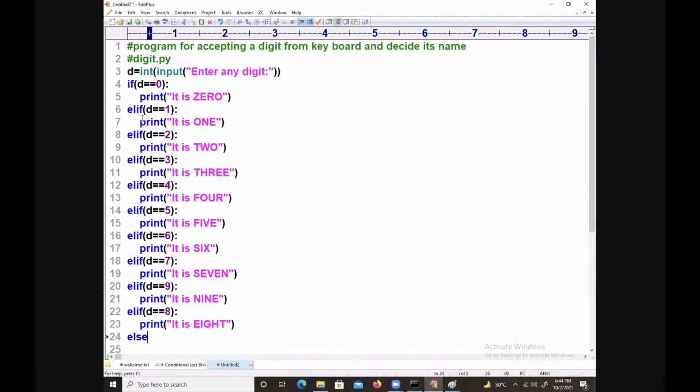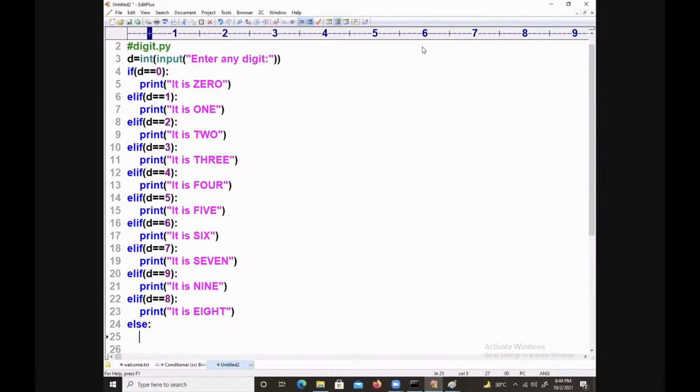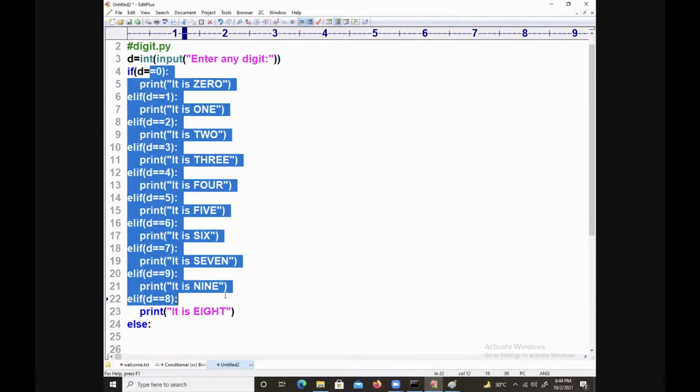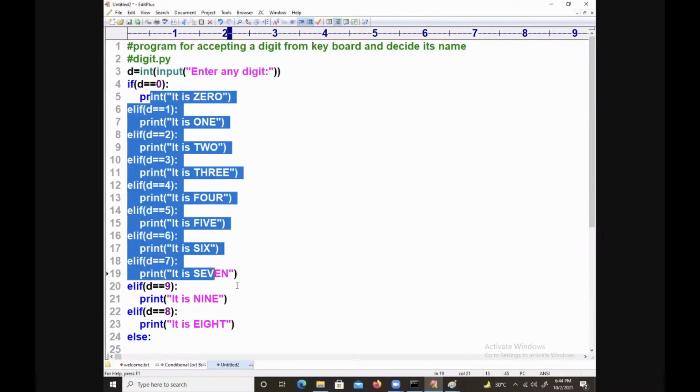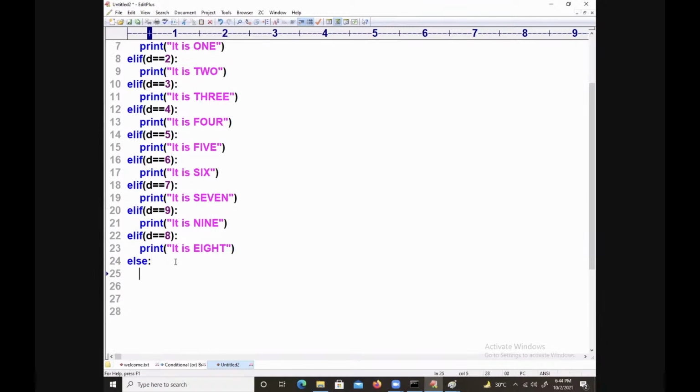Now I will write else. Else means what? 0, 1, 2, 3, 4, 5, 6, 7, 8, 9. Else means other than this, if you write it. What can I say? It is a number. Are you following? It is a number. Am I correct? I am writing that it is a number.